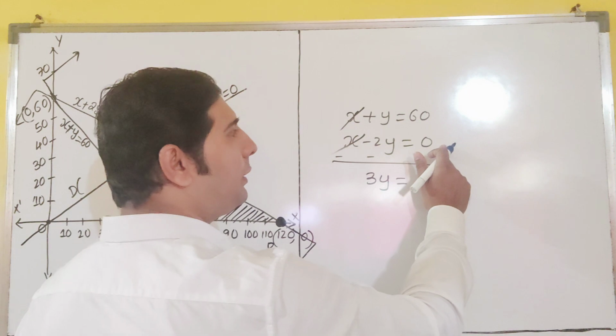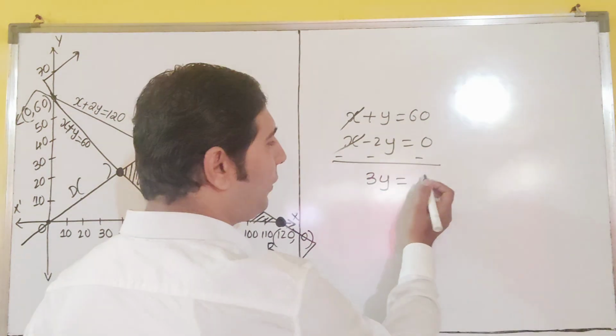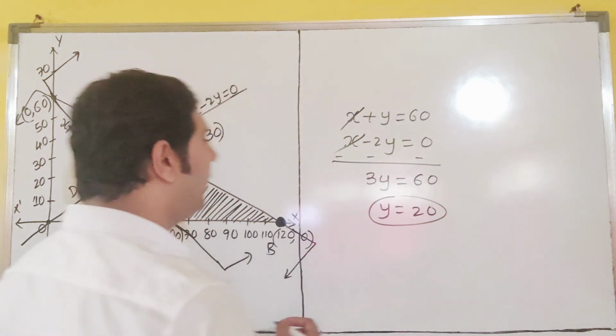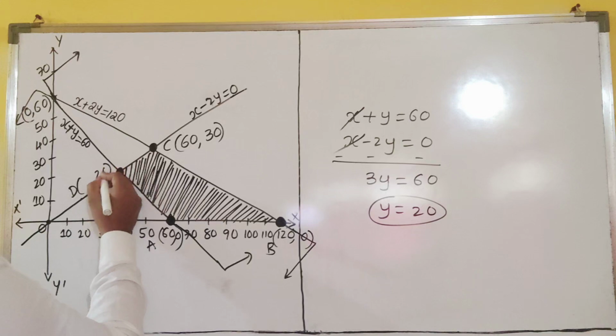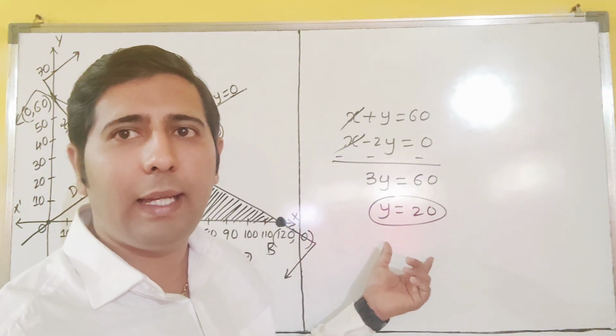Minus into 0 only, minus 0, right or not? 60 minus 0 is what? 60 only. 3 ones are 3, 3 twenties are 60, dear students. Y value has become what? 20. Y value is 20, not x, y value.